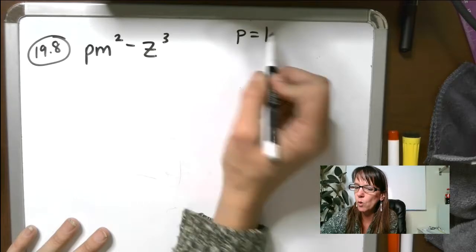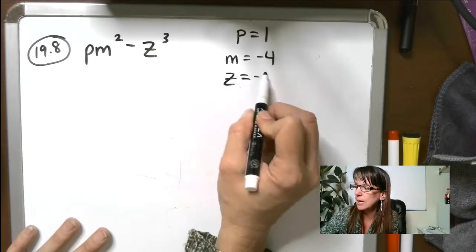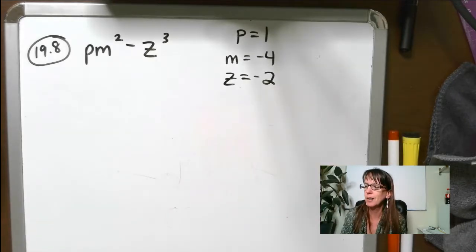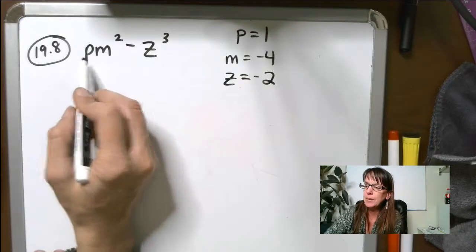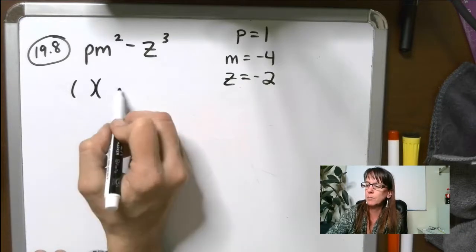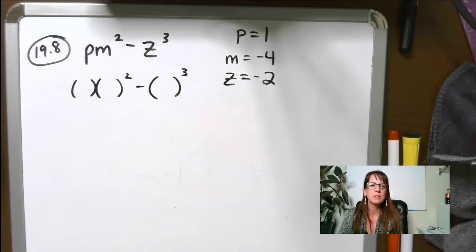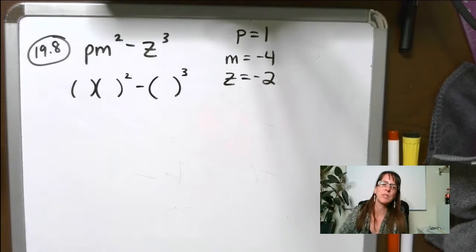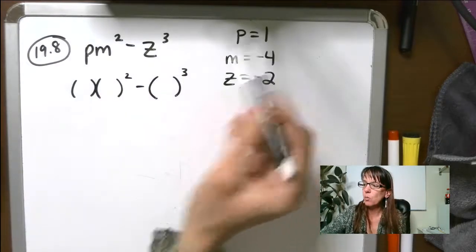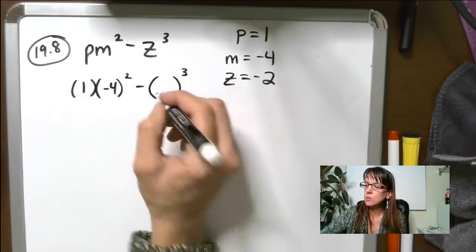P equals 1. M equals negative 4. Z equals negative 2. I've got a bunch of negatives over here, so we're going to make good use of those parentheses. For P, wherever there's a variable here, I'm going to put in some brackets or some parentheses. You see I've rewritten this without the variables, but with parentheses. Now we're going to plug in P equals 1, M equals negative 4, and Z equals negative 2.